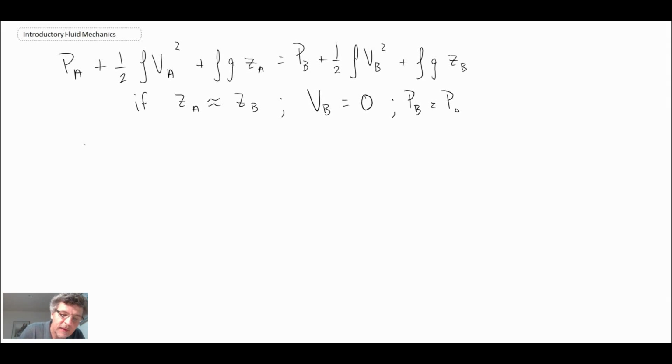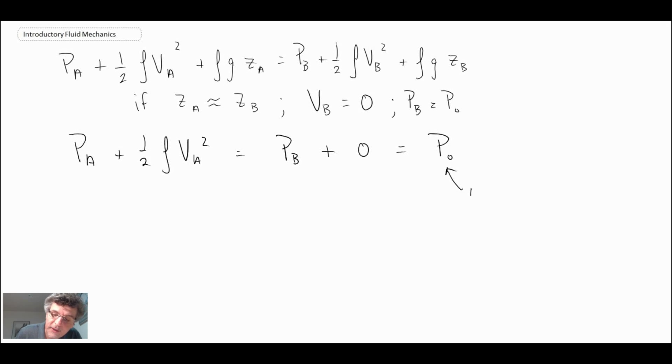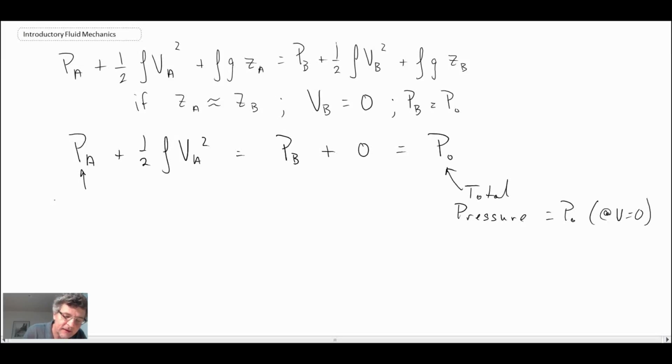So with that, I will rewrite Bernoulli's equation. And remember, we said that at point B, the velocity is zero, and consequently, the velocity term is zero. And we said that that is equal to this P naught, which is what we call the total pressure. And so at this point, velocity is equal to 0. And PA, that is measuring the static pressure in the flow.